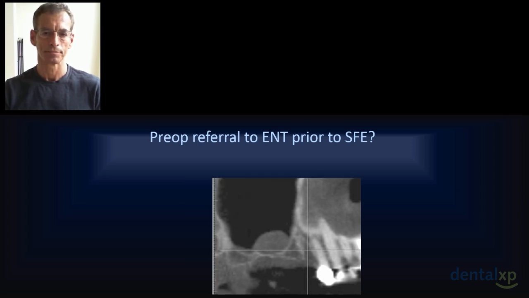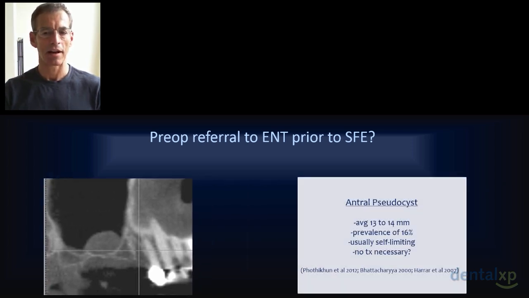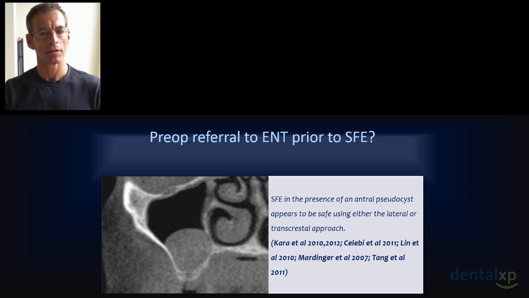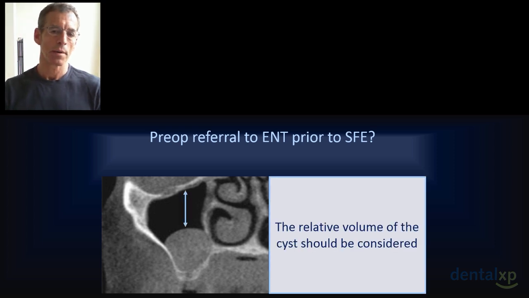Well, this is an antral pseudocyst, average 13 to 14 millimeters in height, prevalence 16%, usually self-limiting. And certainly no treatment is necessary if no sinus elevation is going to be performed. Some might argue that these should be removed prior or during sinus augmentation surgery. However, sinus floor elevation in the presence of an antral pseudocyst appears to be safe, using either a lateral or transcrestal approach. What I'm more concerned about is the relative volume of this cyst and how high it's going to be elevated to determine the chance that the ostium would be blocked.